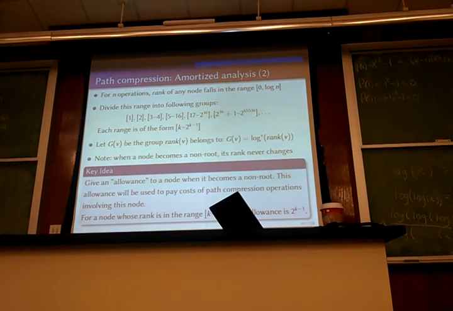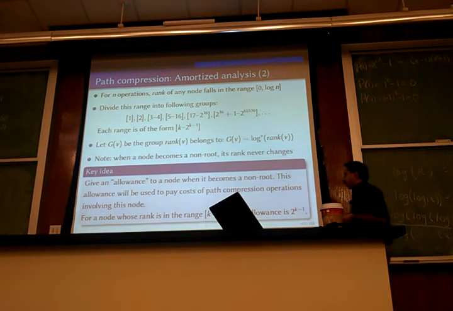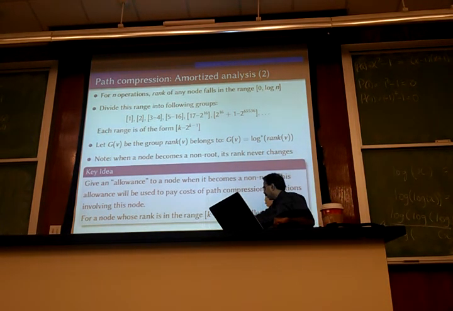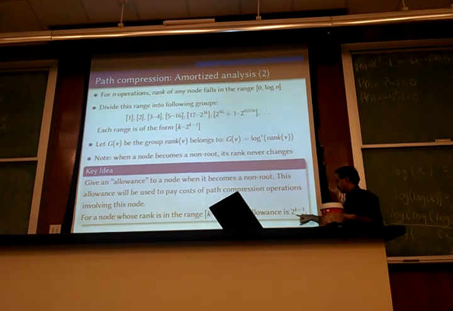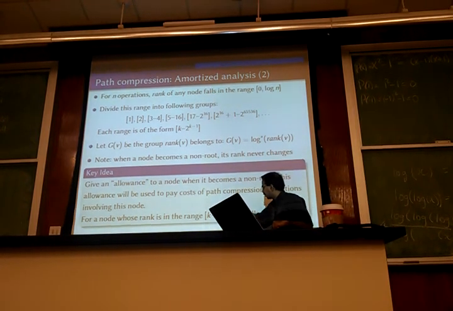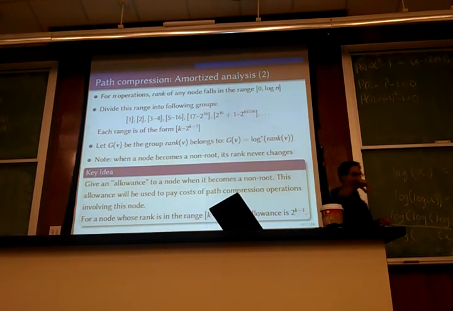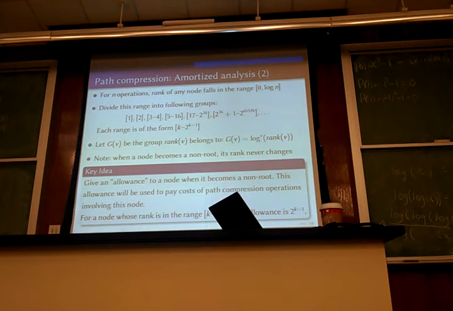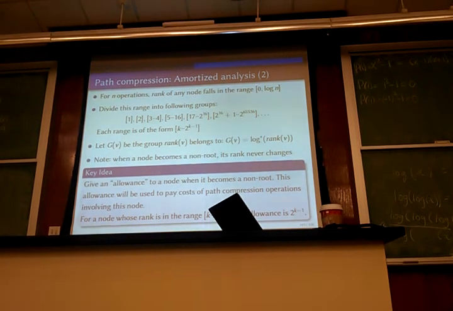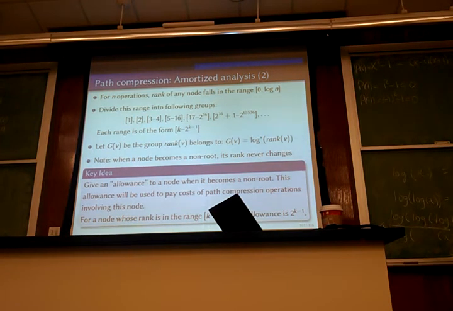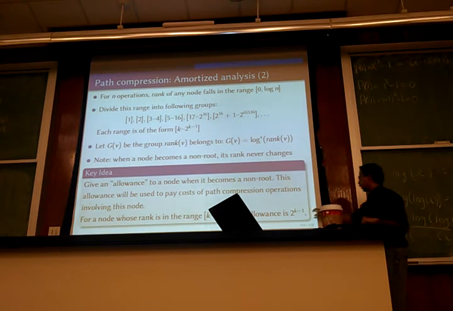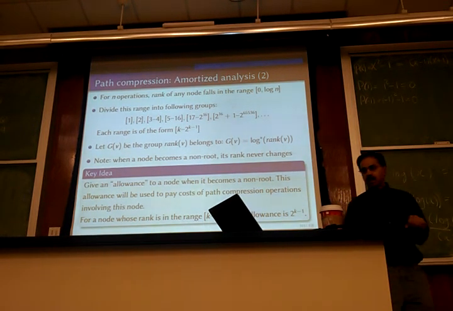And what is the allowance we are going to give? For a node that is in this range, we are going to give this allowance. So basically we are going to give an allowance equal to the largest element in that group. You'll see later on why we are doing that, but this is what we are going to give.